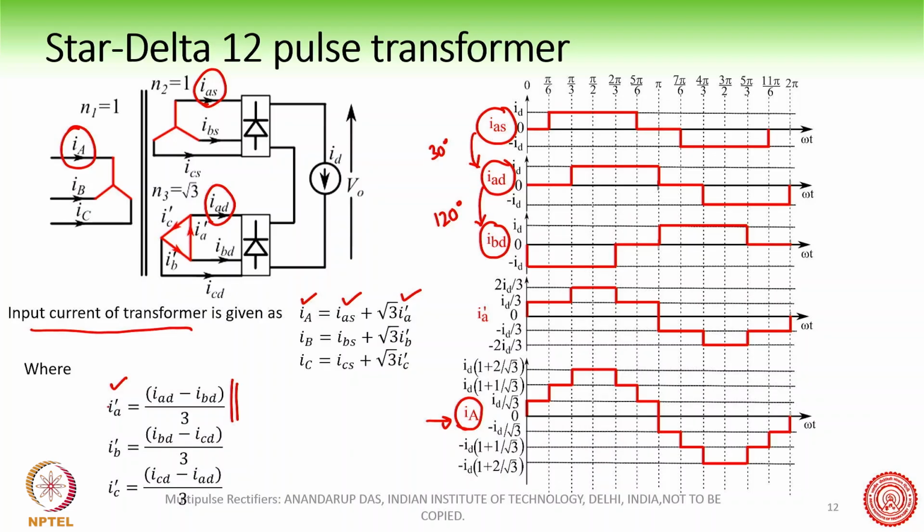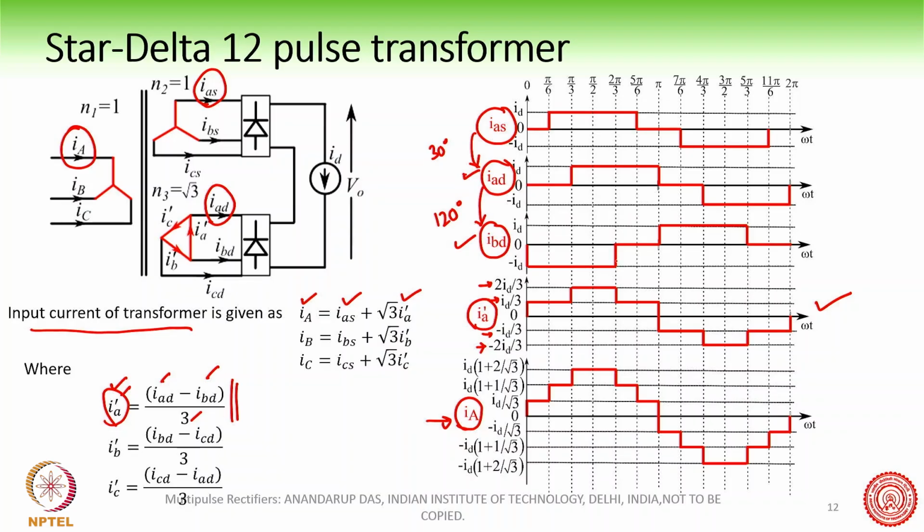Now we have already found the expression of IA dash. IA dash is IAD minus IBD divided by 3. So we have got IAD, we have got IBD, and we will divide by 3, and therefore we will be able to draw the IA dash waveform. You can see here the waveform of IA dash, and you have to be careful about these amplitudes. It has a DC component which is 0, but we have to be careful about the amplitudes. You can do this yourself by hand also, and you will get these amplitudes, the different levels of the waveform.